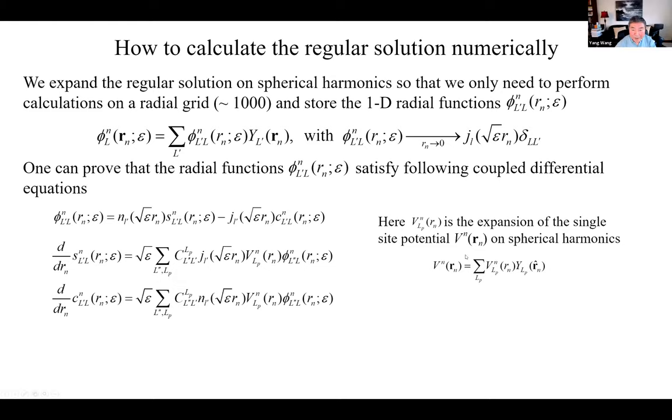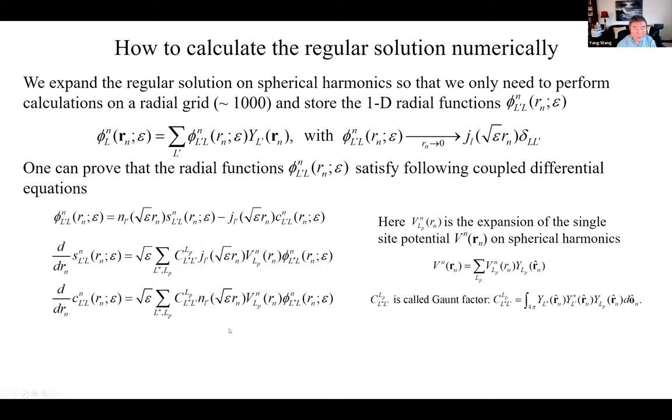So this is the V. And this is called a Gaunt factor, which is the integration of three spherical harmonics over the solid angle. So this is also a well-established quantity, Gaunt factors. Okay, so all these things put together allow you to calculate these sine and cosine functions. And these two functions are related to the cosine and sine matrices and can be used to construct phi.